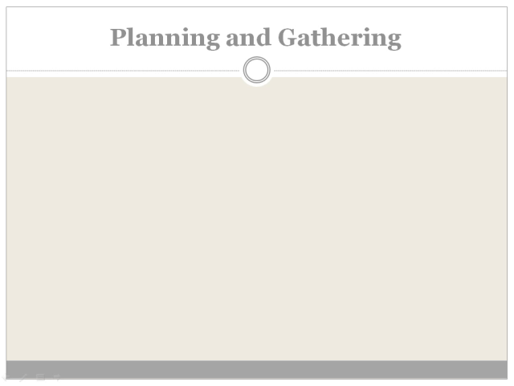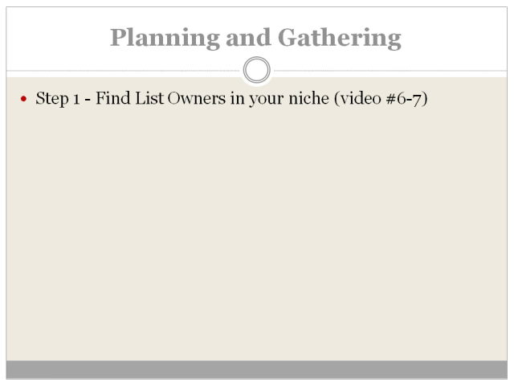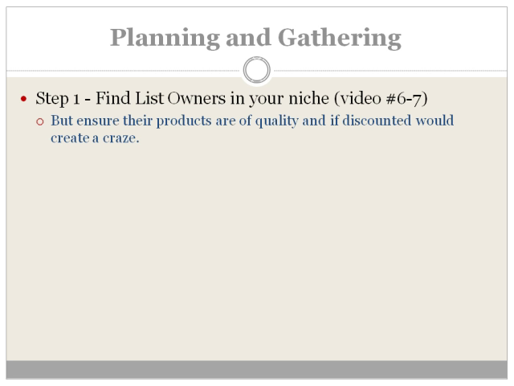So how do we start planning and gathering everything so that we can get it to work? Well, step number 1, of course, you're going to need to find a list of product owners, list owners in your niche, and I talk about that in video number 6 and 7. And similarly to the video before this with the buyers, make sure that the products that the product owners in that specific niche and the participants provide are high quality, and if discounted would create some sort of craze.